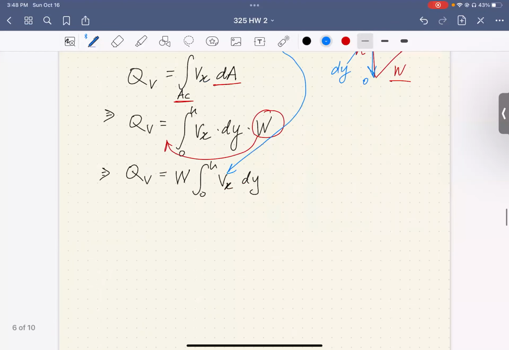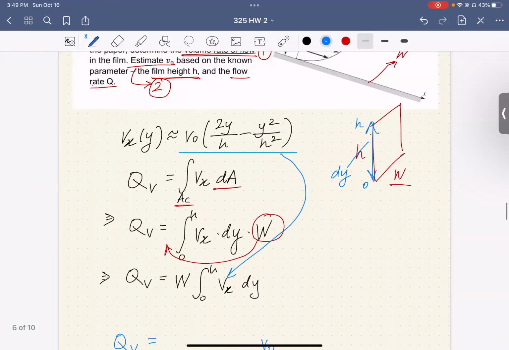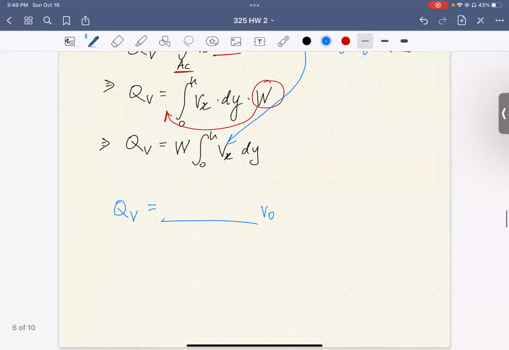In your answer, Q is an expression, and what you'll find is that it will have V0 in it. The question also asks for an estimate of V0 based on the known parameter H and Q, and you can easily solve for V0 equals something times Q. So just keep that in mind. This is what you should do for homework question number 2. Great, let's move on to the next question.